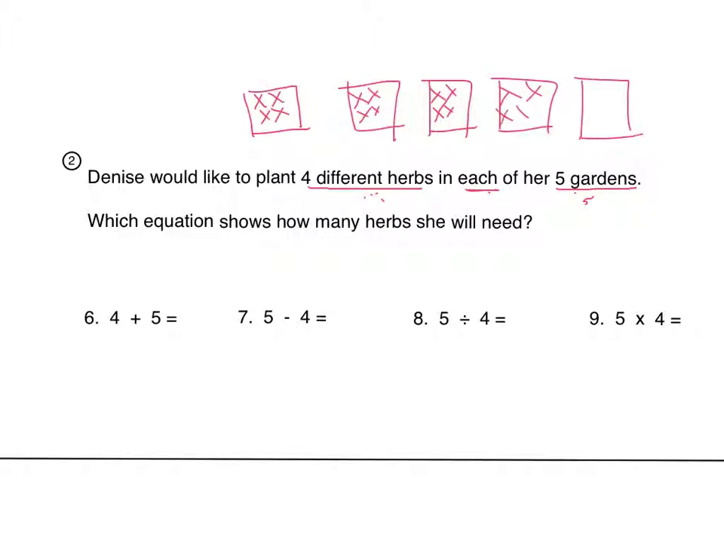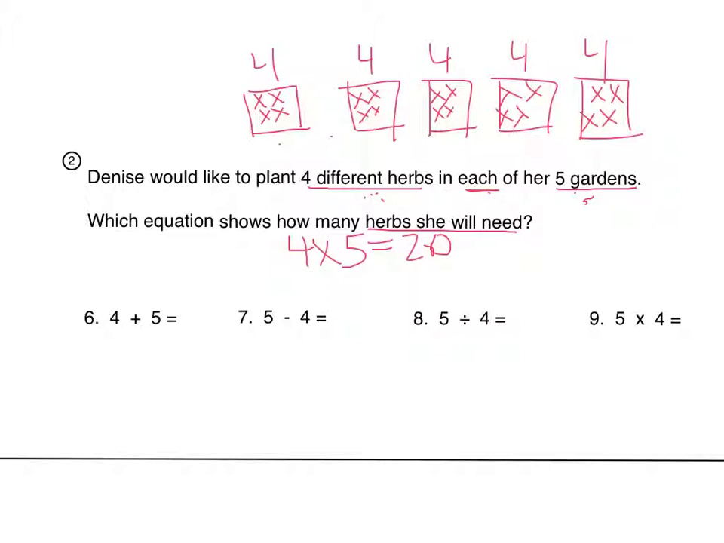What am I doing here? Am I multiplying, dividing, adding, subtracting? Well, I've got 4 here, 4 here, 4 here, 4. I'm doing the number 4 over and over again, right? So I've got 4 times 5. I'm doing the number 4 5 times, which is equal to 20. How many herbs will she need? She's going to need 20 herbs for those 5 gardens.